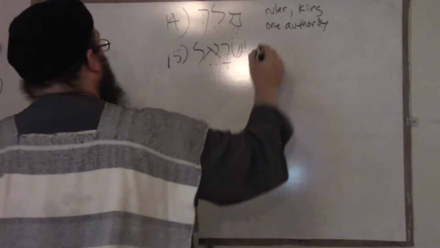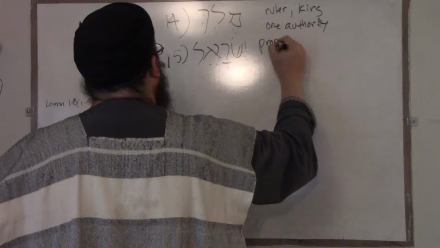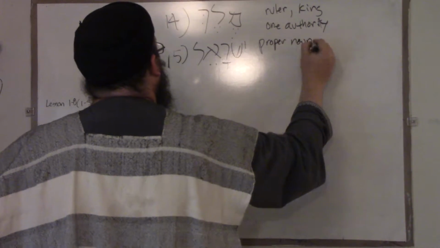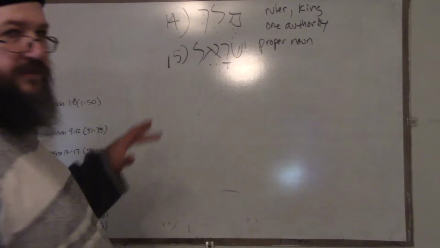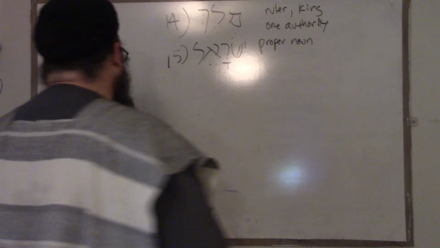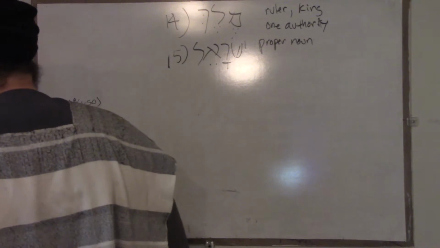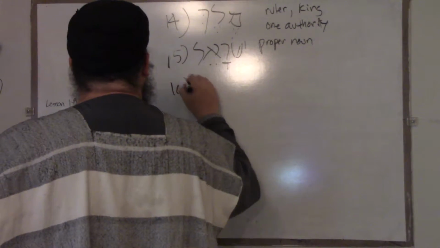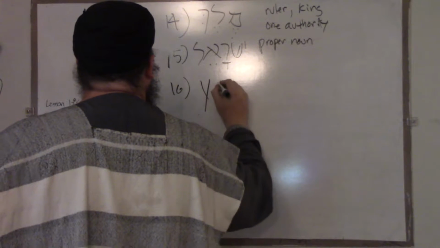So Israel is a proper noun. So this is a definite object, if you want to focus on that. 16. We get the word eretz.